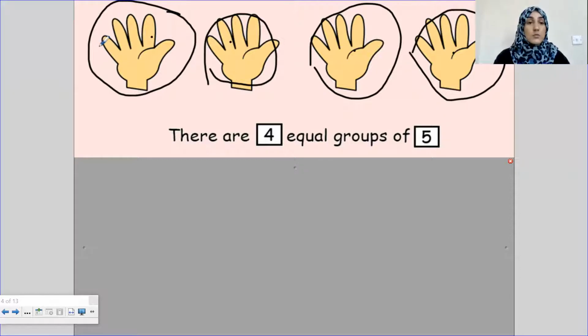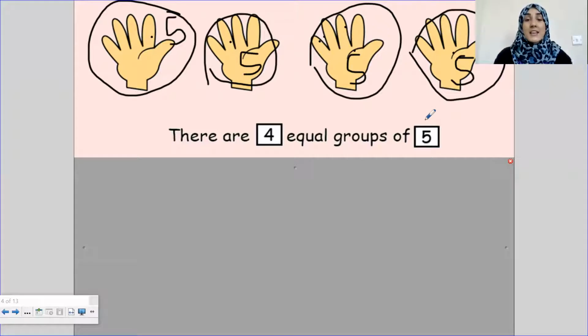Let's check. I know there's 1, 2, 3, 4, 5. There's 5 fingers in this group. There's 1, 2, 3, 4, 5. There's 5 fingers in this group. So there are 4 equal groups of 5 fingers.